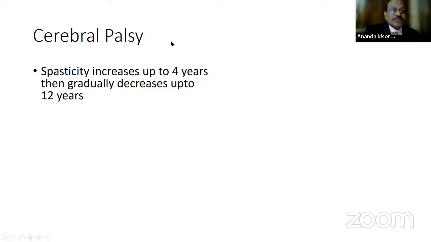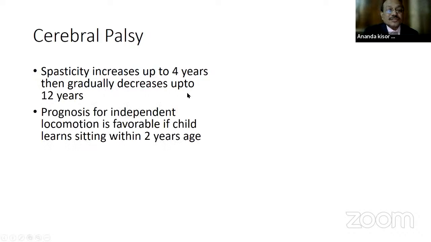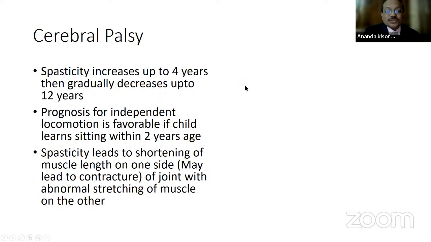Now, what is cerebral palsy? It is a disorder of the cerebral cortex, and spasticity basically increases up to 4 years, then gradually decreases up to 12 years of age. Prognosis for independent locomotion is favorable if the child learns sitting within 2 years of age. This is the most important point. And spasticity leads to shortening of the muscle length on one side. That may lead to contracture of a joint if it persists for a long time, with abnormal stretching of the muscle on the other.